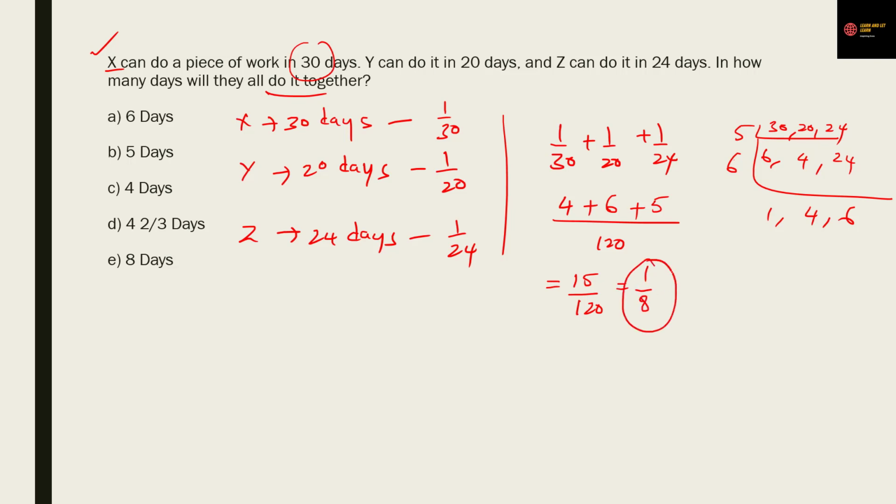So 1 by 8th part will be completed by all three, X, Y, Z, in 1 day. So how many days will they take to do the work all together? It is 8 days. All you have to do is take the reciprocal. You have to reverse it. 1 by 8 will become 8. So 8. The next question is somewhat tricky.